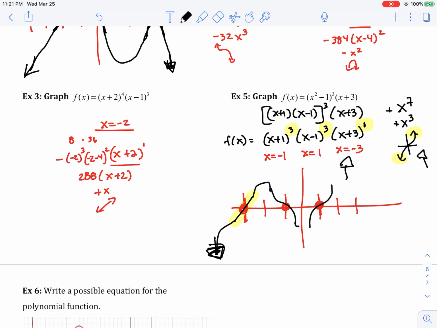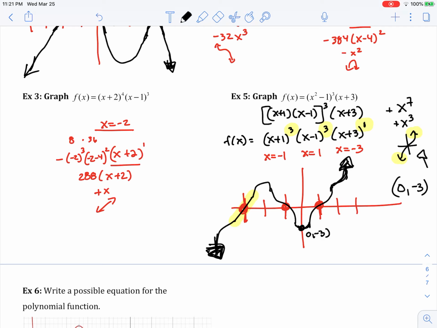And we actually did not solve for our y-intercept. Our y-intercept, if I replace x with 0, I'm going to have a 1 cubed, which is 1, times a -1 cubed, so that's a -1, times 3. I'm going to get a -3, so we have a y-intercept here at -3, so I'll put that in there. And then we said that our graph should be coming up.